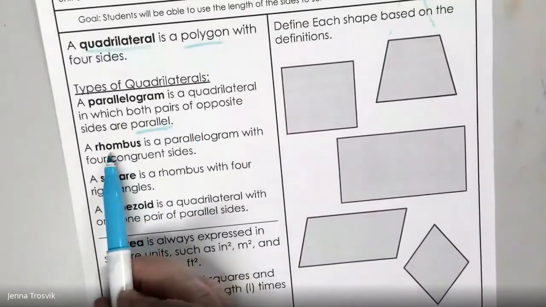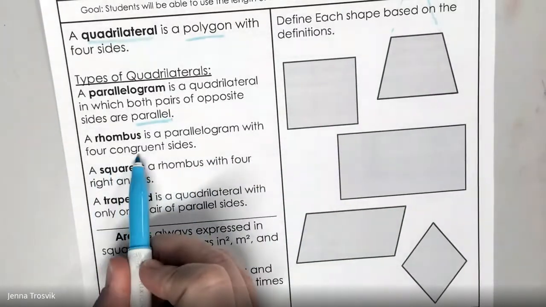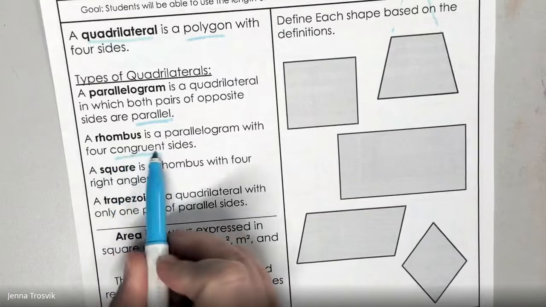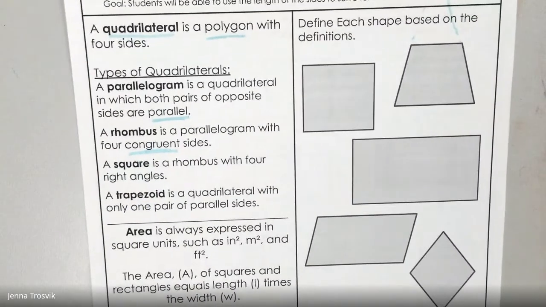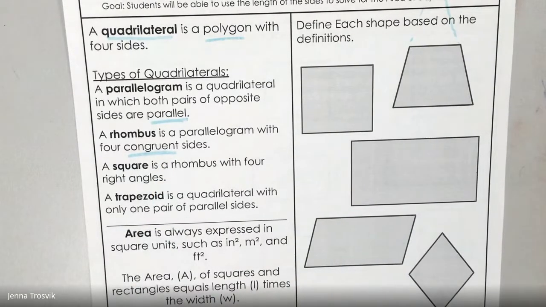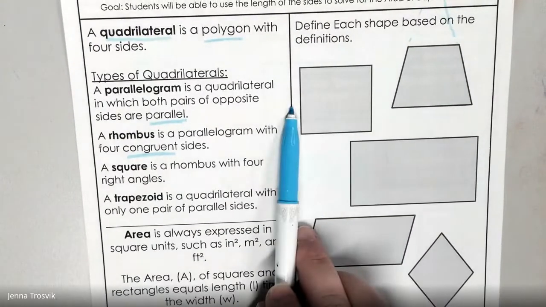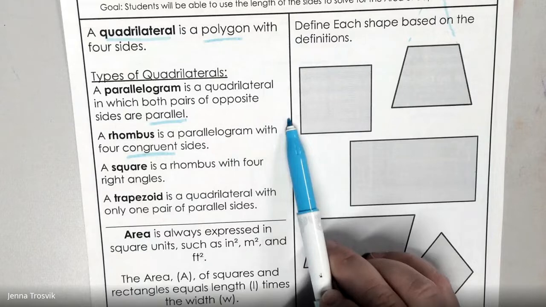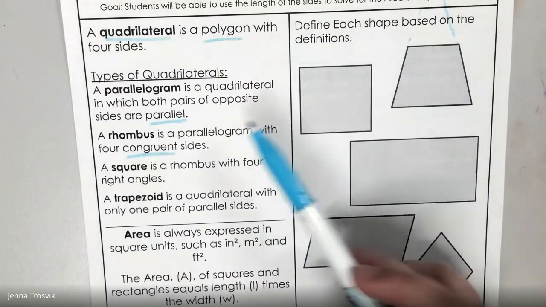Our second one is a rhombus. A rhombus is a parallelogram with specifically 4 congruent sides. Congruent means that they are exactly the same lengths. They do not have to technically have 90-degree angles, but they could. So a square can be a rhombus because it has 4 sides with the same length, and they are parallel. So a square is a rhombus.